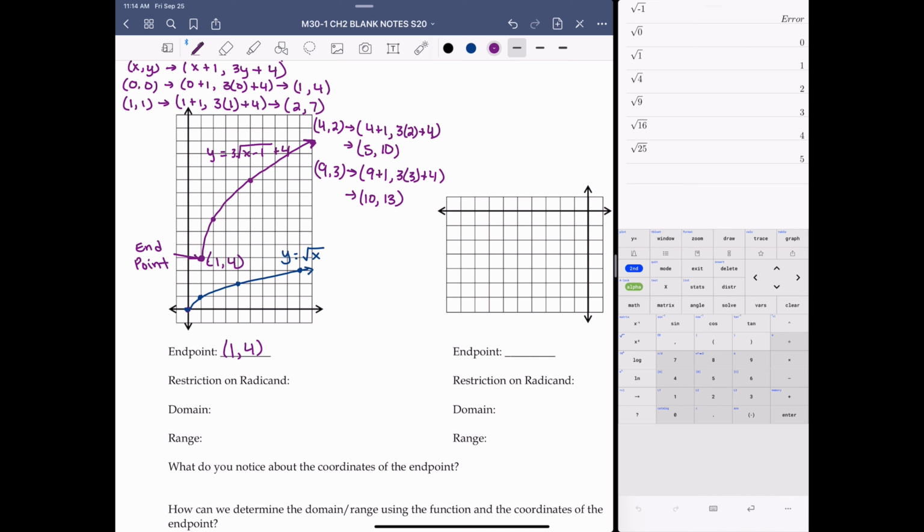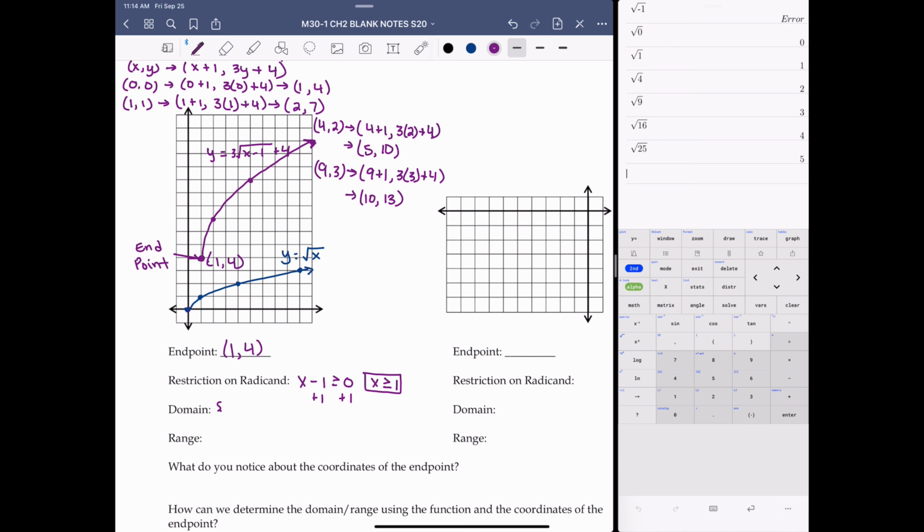Restrictions on the radicand. The radicand has to be greater than or equal to 0. What is the radicand in this case? It's the thing under the square root, so x minus 1 has to be greater than or equal to 0. We want to solve that for x, so we'd have to add 1 to both sides. And we get x has to be greater than or equal to 1. That's the restriction on our radicand.